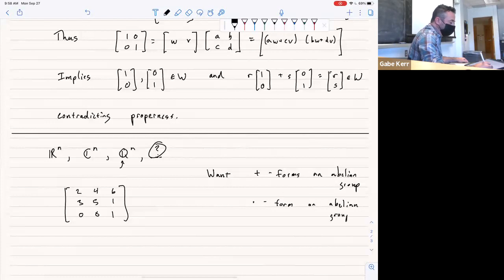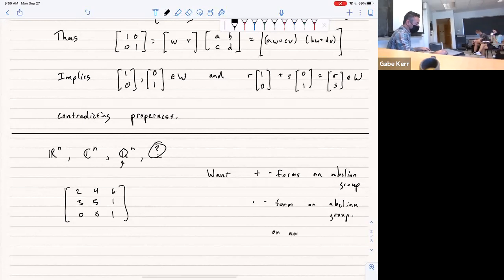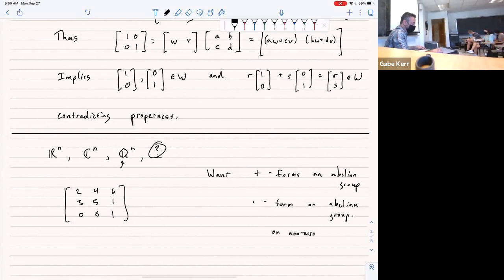But of course, there's one thing we can't divide, right? We can't divide by 0, even in our good situations of reals and so on. So we don't really want this to form an abelian group. We want this to form an abelian group on the non-zero elements.